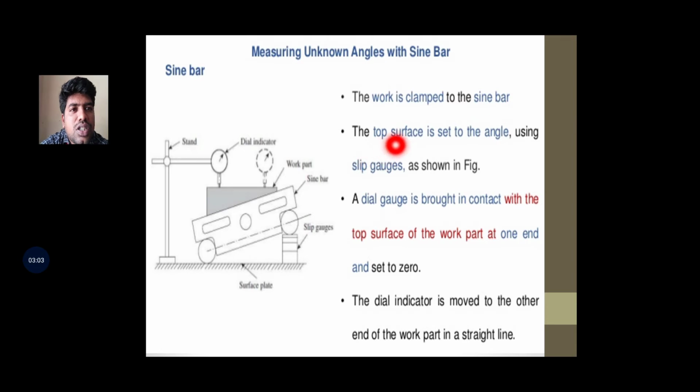Second, the top surface is set to the angle using slip gauges. So the number of slip gauges will be fixed on the sine bar. It will be shown in the diagram. A dial gauge is brought in contact with the top surface of the workpiece. One end is set to 0. The dial indicator is moved to the other end of the workpiece in a straight line.